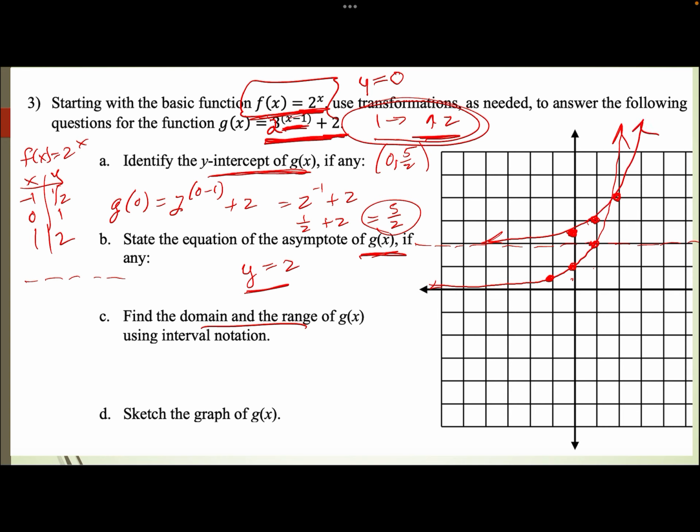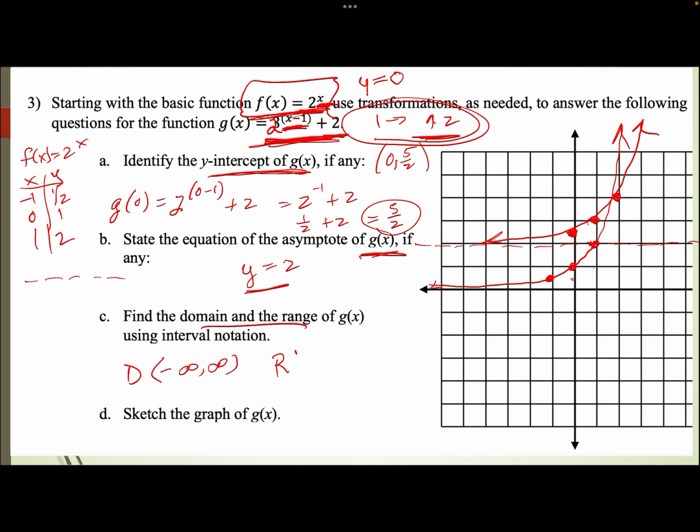Okay. Now the domain of g of x, that's this one, the one that's moved, the one that's up here, 2 up. The domain of any exponential is all real numbers. I can put anything I want into an exponential. I can put a 0. I can put a -5, I can put a 2, okay? There's no restriction on exponential domain.